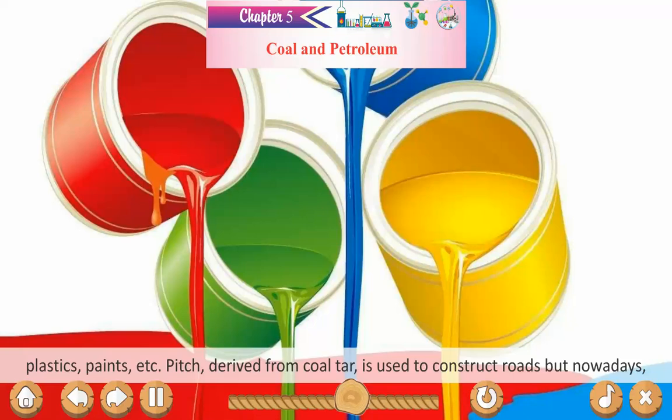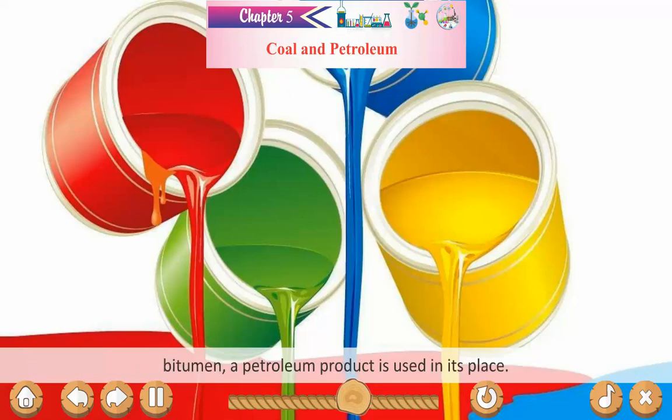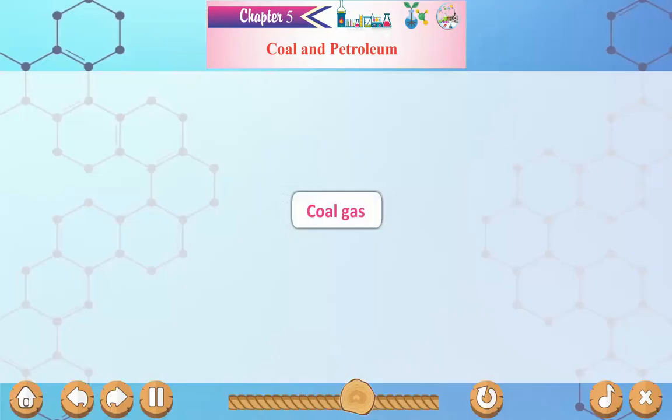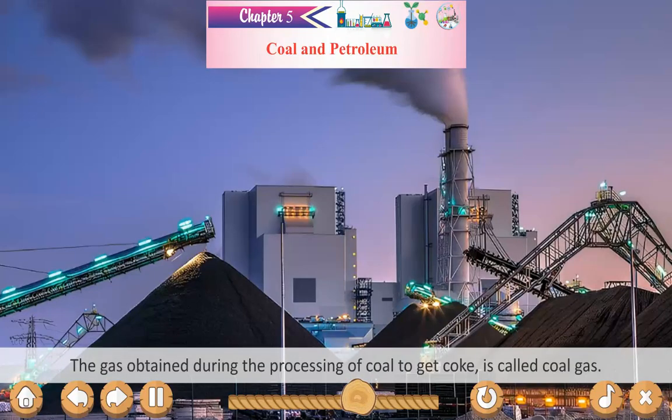Pitch derived from coal tar was used to construct roads, but nowadays bitumen, a petroleum product, is used in its place. Naphthalene balls used to repel moths are also obtained from coal tar. Coal gas. The gas obtained during the processing of coal to get coke is called coal gas.